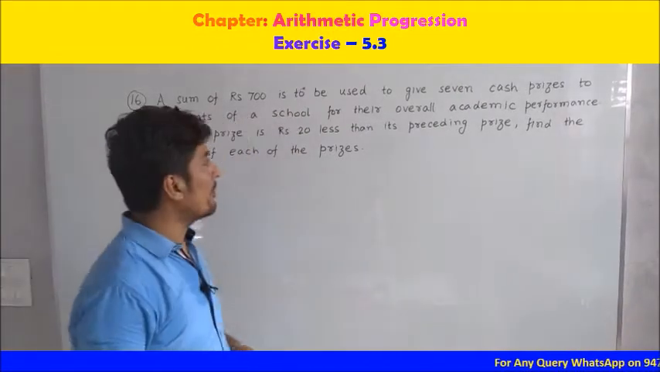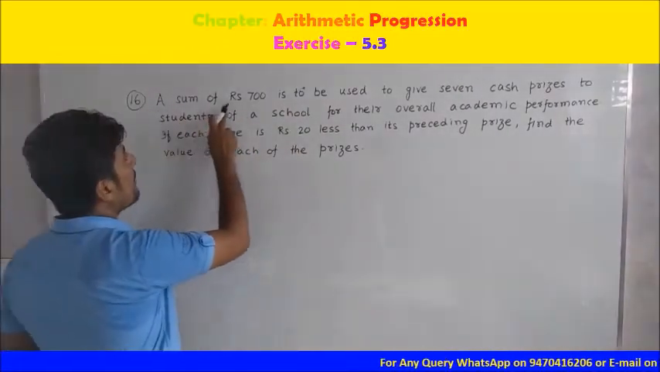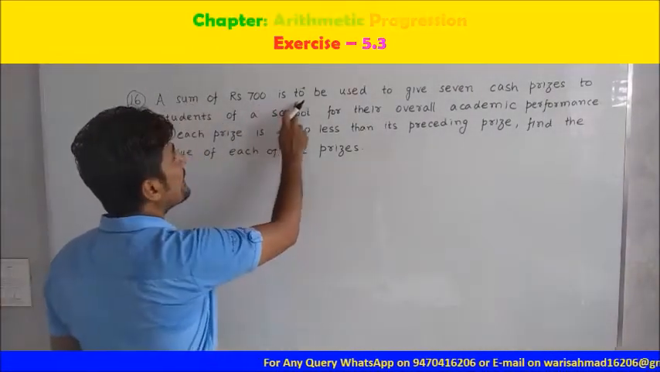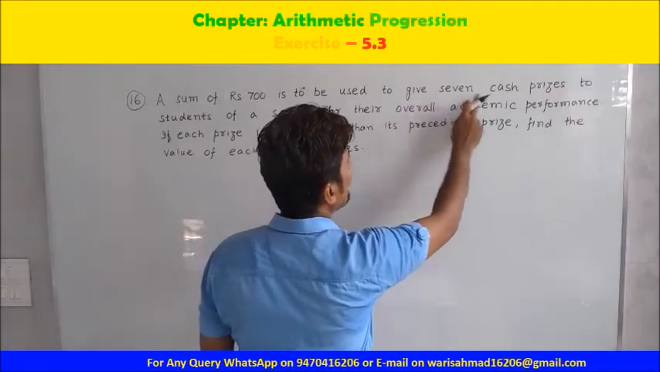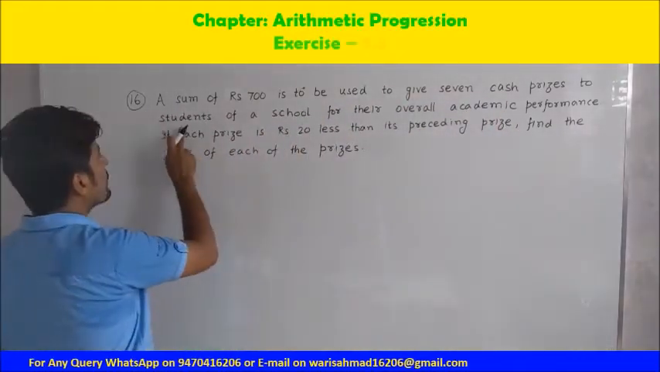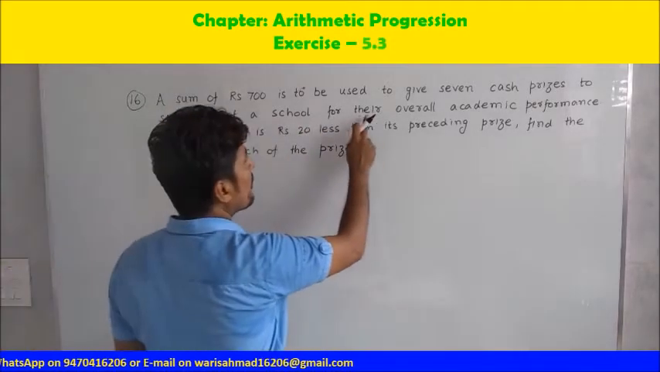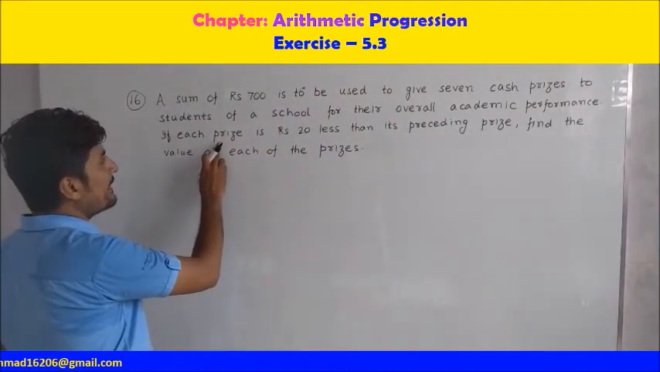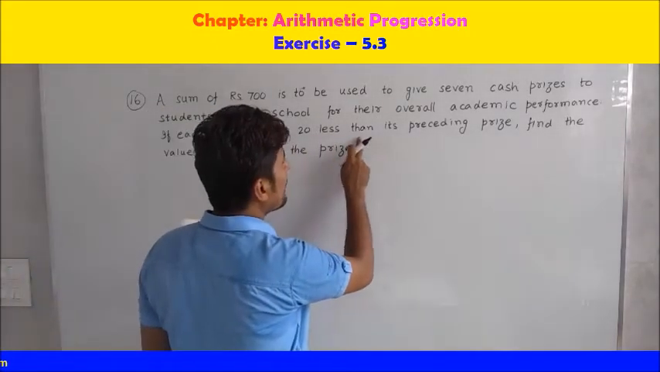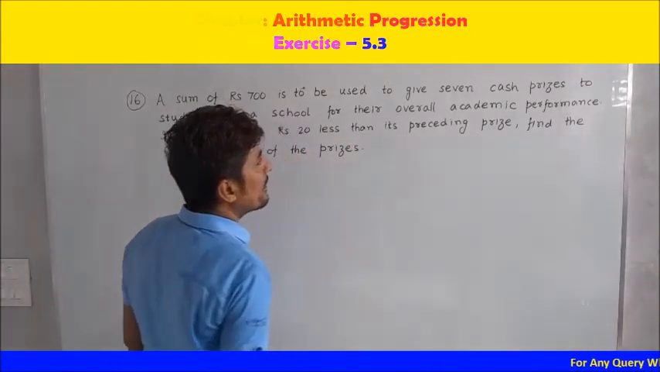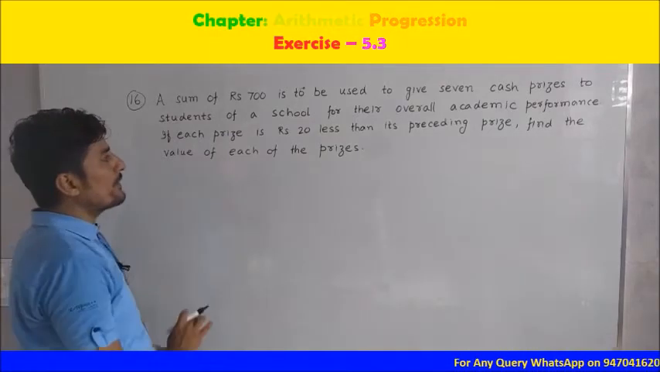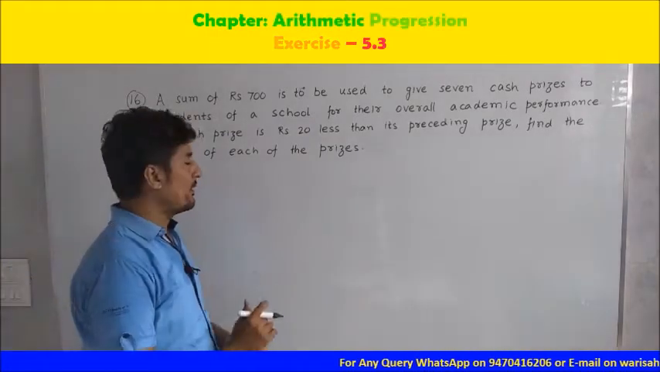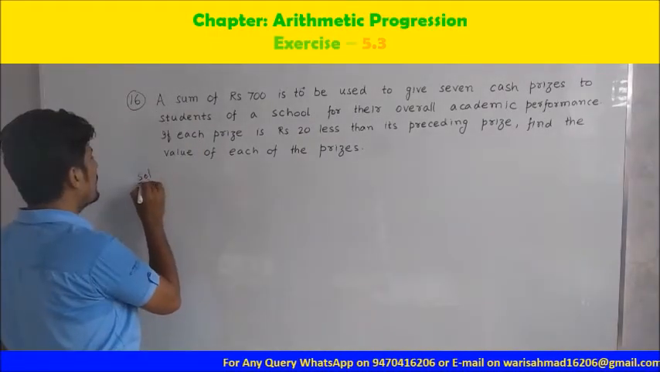Now let us see question number 16. A sum of rupees 700 is to be used to give 7 cash prizes to students of a school for their overall academic performance. If each prize is rupees 20 less than its preceding prize, then we have to find the value of each of the prizes. Let us see the solution of this question.